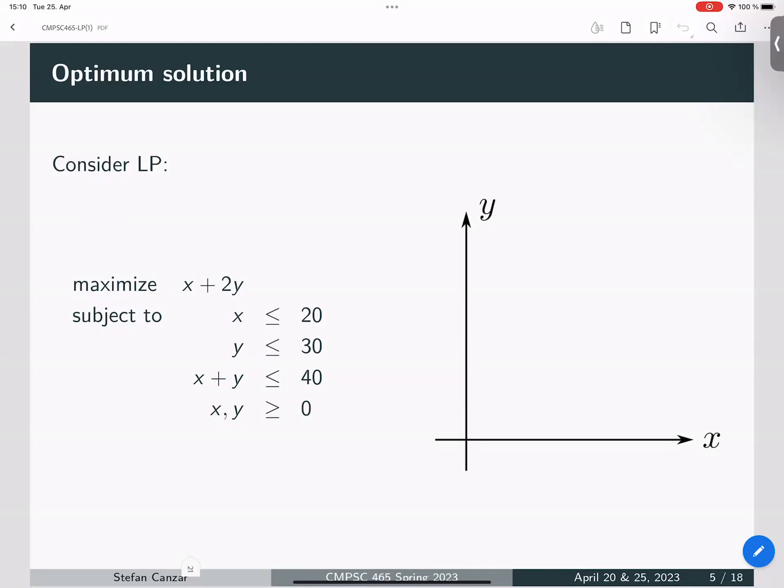And now we have to go through our constraints and see what they mean geometrically speaking. So let's start with our first constraint, which simply says that X has to be at most 20.